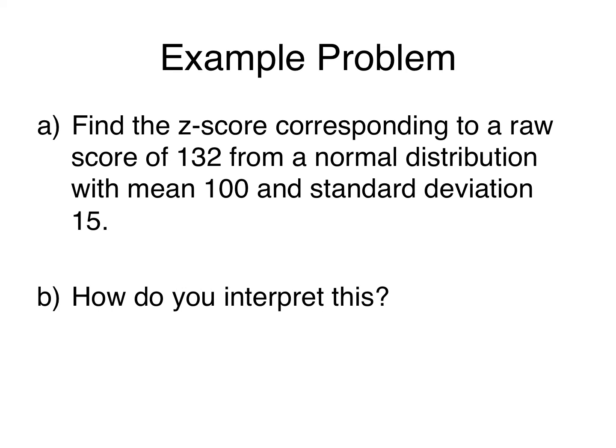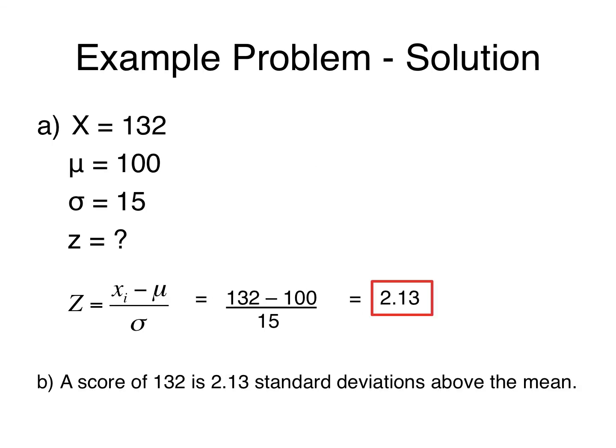So let's turn to an example problem. Find the Z-scores corresponding to a raw score of 132 from a normal distribution with a mean of 100 and a standard deviation of 15. How do you interpret this? Okay, so the first thing we do is write out what we know. Our raw score is 132, our known mean is 100, and the standard deviation is 15. So we plug this information into our formula to calculate our Z-score, and the result is 2.13. And so our interpretation is that a score of 132 is 2.13 standard deviations above the mean.